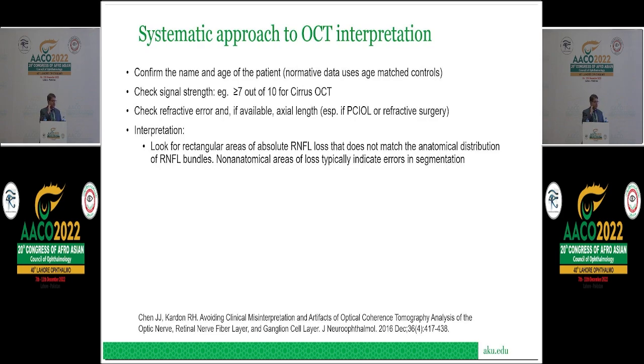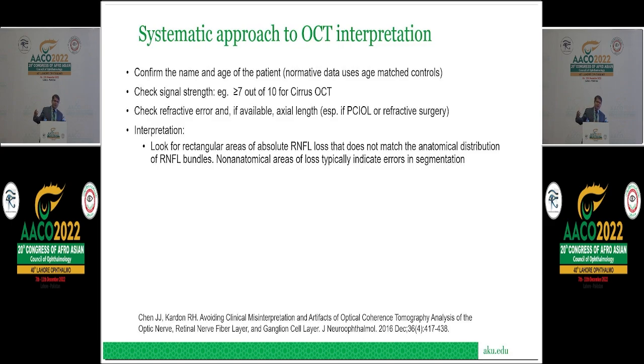So just to summarize, when you're looking at these scans, keep in mind that until maybe 10, 15 years ago, we only had really the optic nerve to look at. Now we have this excellent ability to look at the rim and the ganglion cell, both peripapillary as well as the actual map of the ganglion cells in the macular area. And so first, just confirm, like you would with any test, that it's the right patient, the proper age and date of birth, etc. was entered, check the signal strength, and then check for any refractive errors.